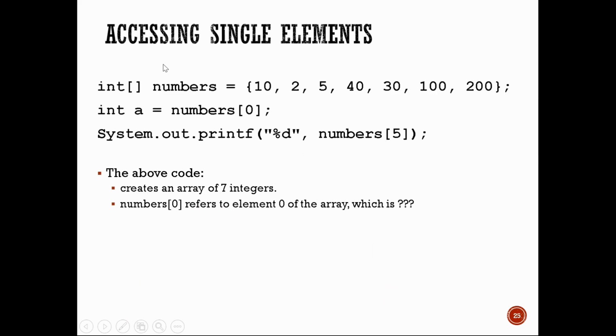Null means that these values are not valid strings. Okay. Accessing single elements, we have int[] numbers. Numbers is the name of our array, and the values of this array are 10, 2, 5, 40, 30, 110. And how are you going to access a single element or a single index of that array? So int a, we have a variable a wherein we get the value of one item in our array. So numbers[0]. This 0 here refers to the first value of your array, which is 10.